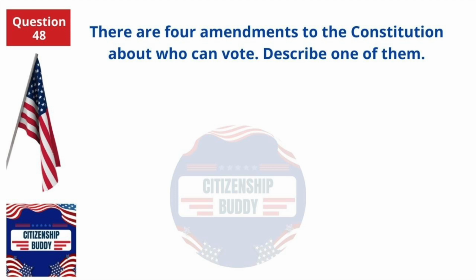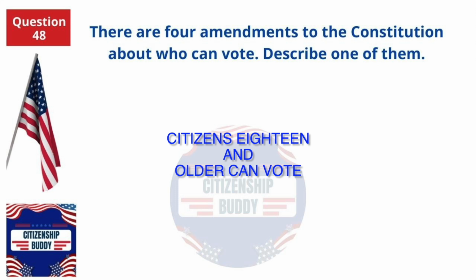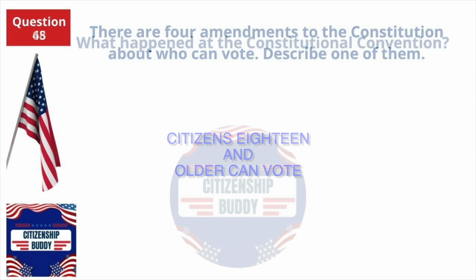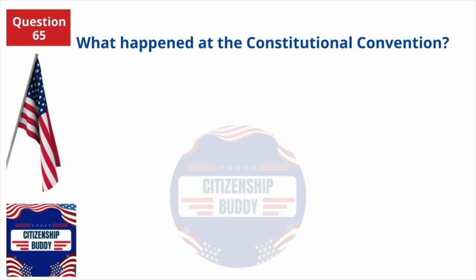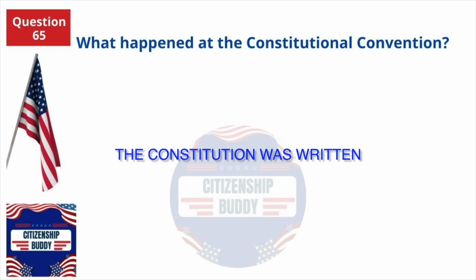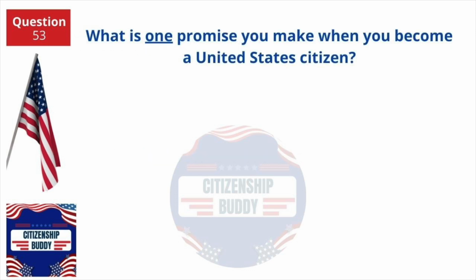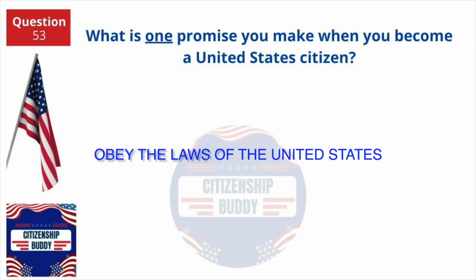There are four amendments to the Constitution about who can vote. Describe one of them. Citizens 18 and older can vote. What happened at the Constitutional Convention? The Constitution was written. What is one promise you make when you become a United States citizen? Obey the laws of the United States.